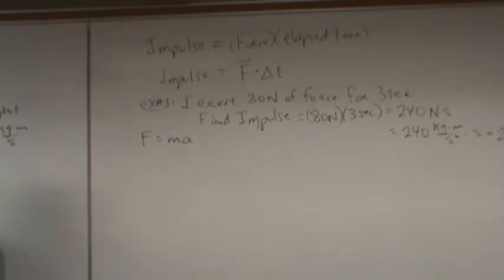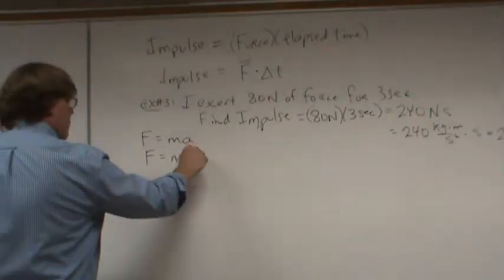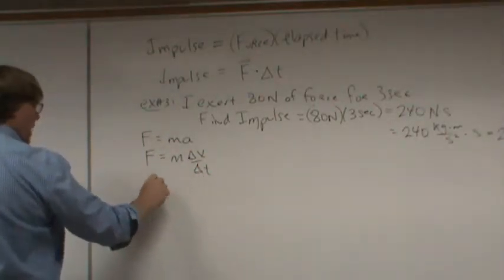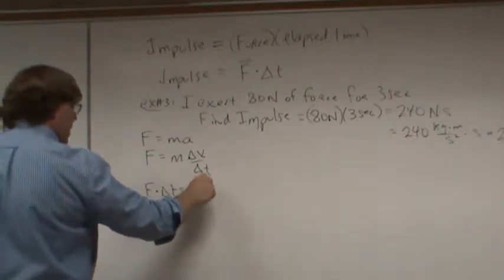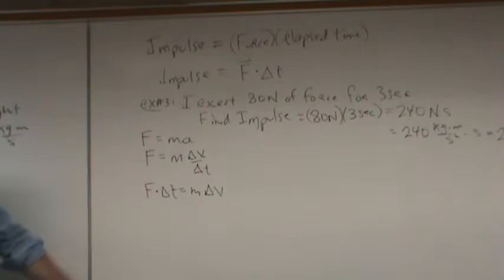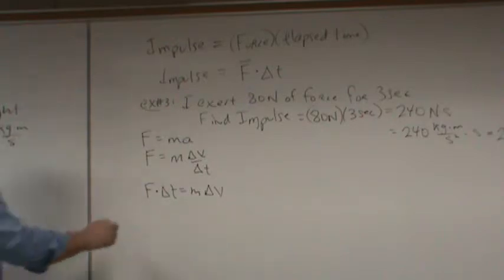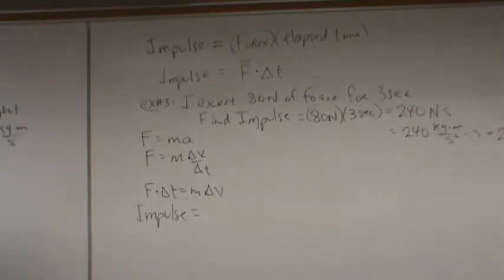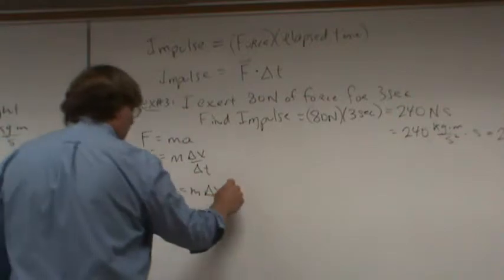So I got force equals ma, but you know acceleration is change in velocity over change in time. Now I'm going to multiply both sides of the equation by change in time, and I got force times the change in time equals mass times the change in the velocity. Tell me, what's the left side of this equation? You guys think an impulse? Good. And what's the right side of the equation? Is anyone thinking momentum? Except for one thing, it's not mv. Do you notice the right side is m delta v, mass times the change in velocity? So it's not really momentum.